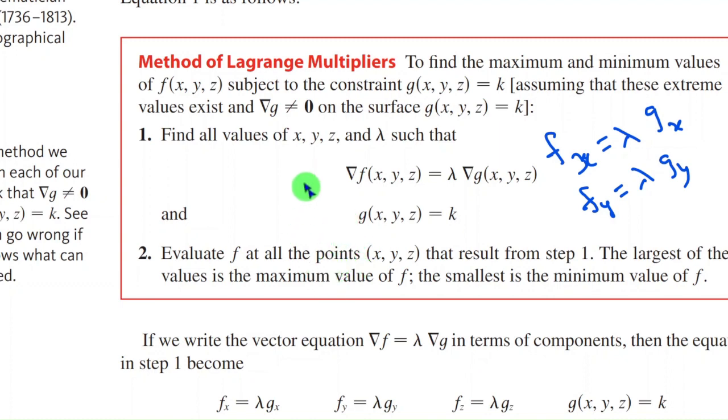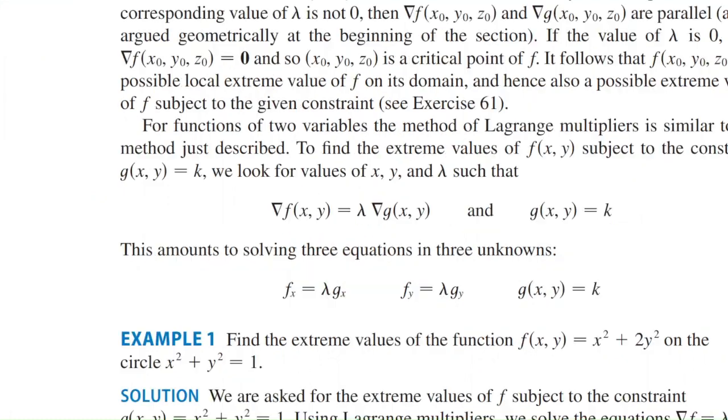So this method is called the Lagrange multipliers method. Find the extreme values of the function f of x comma y equal to x square plus 2y square on the circle x square plus y square equal to 1.